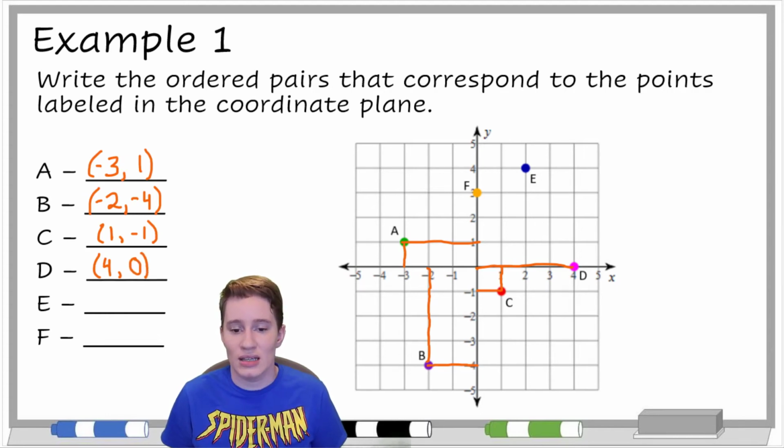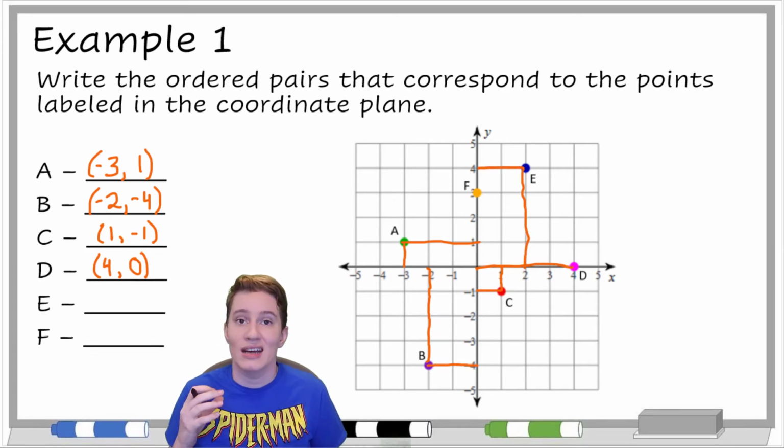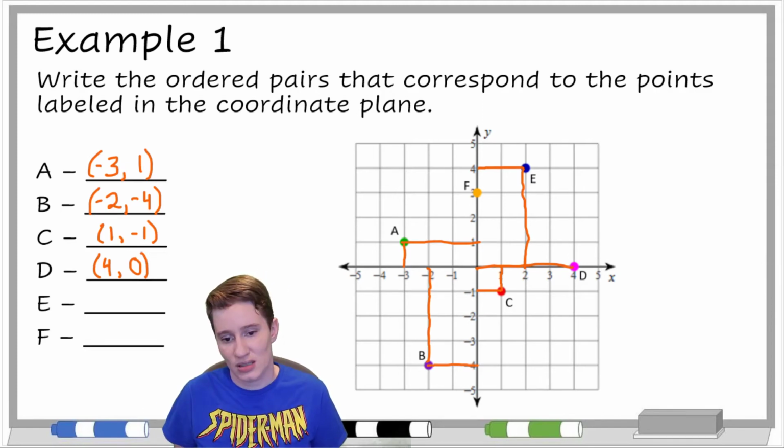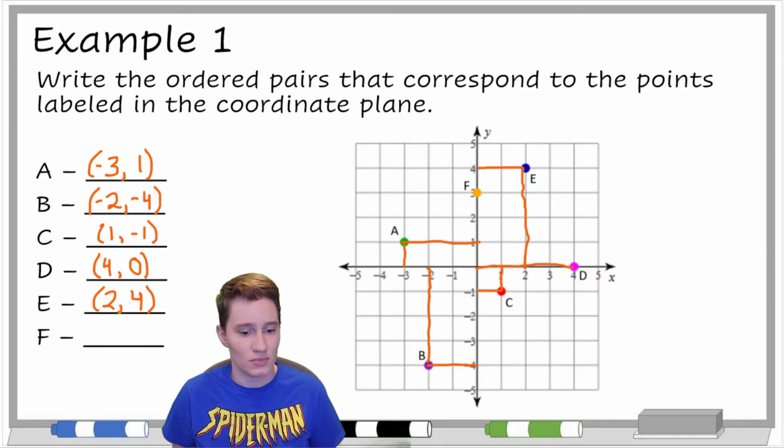Well, let's look at E. Like I said, I'm going to draw these lines first. And you don't have to draw these lines. This is me trying to emphasize it so that you can see what's going on. This is left and right. We would go right to a +2, and we go up to +4. So our answer is 2, comma, 4.